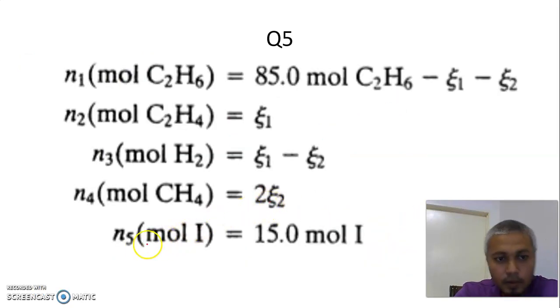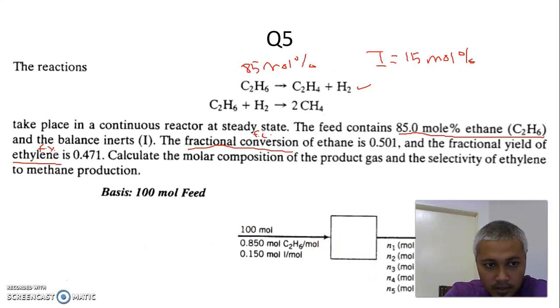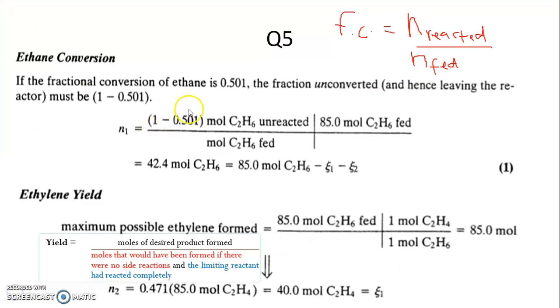Then last but not least, for inert, N5 equals 15 mole inert. Like I said just now, this is the same as the feed, the same outlet. Now let's proceed to the next step.